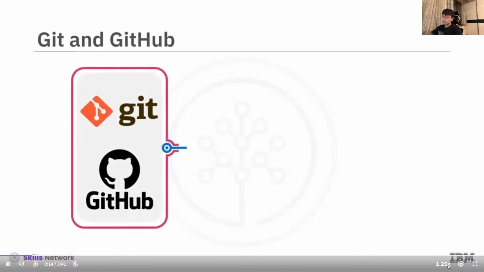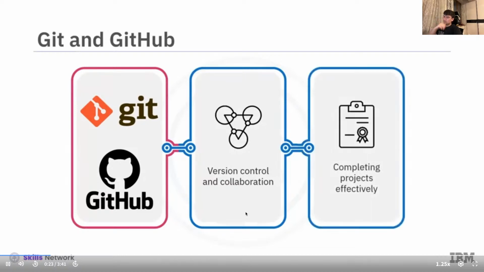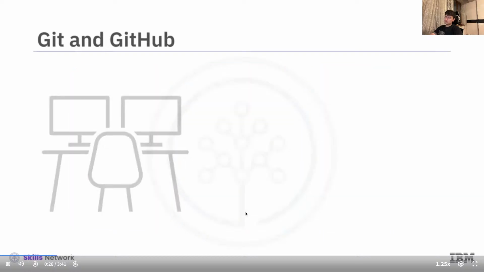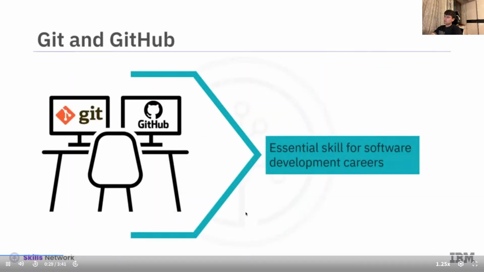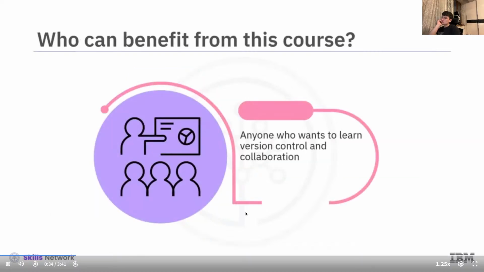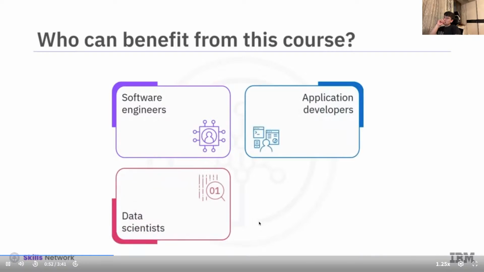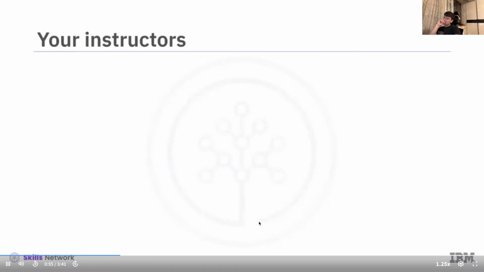Git and GitHub are widely used in the industry for version control and collaborative software development. Version control and collaboration software are crucial for completing software development projects effectively. Employers expect skills in Git and GitHub for software development careers. This course suits anyone who wants to learn version control and collaboration with Git and GitHub. No prior background knowledge is required, just basic computer and IT literacy. This course is particularly suitable for those interested in roles such as software engineers, application developers, data scientists, and data engineers. We're excited that you're here.